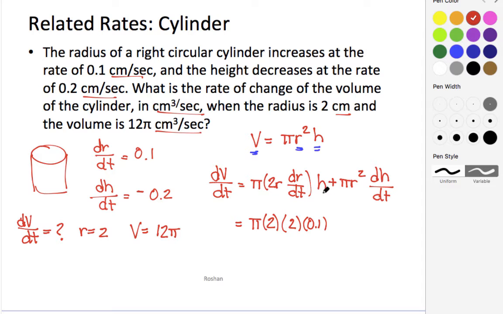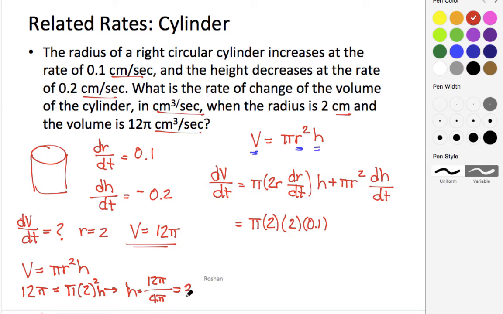But what is my h? I'm not really sure. But they gave me this piece of information which I haven't used yet. My volume, remember, is pi r squared h. So when my volume is 12 pi, I know that my radius is 2 because they told me that. So what is my height at that moment? Well, 12 pi divided by 4 pi is 3. So my height at that moment is 3. So that is the height we're going to use.